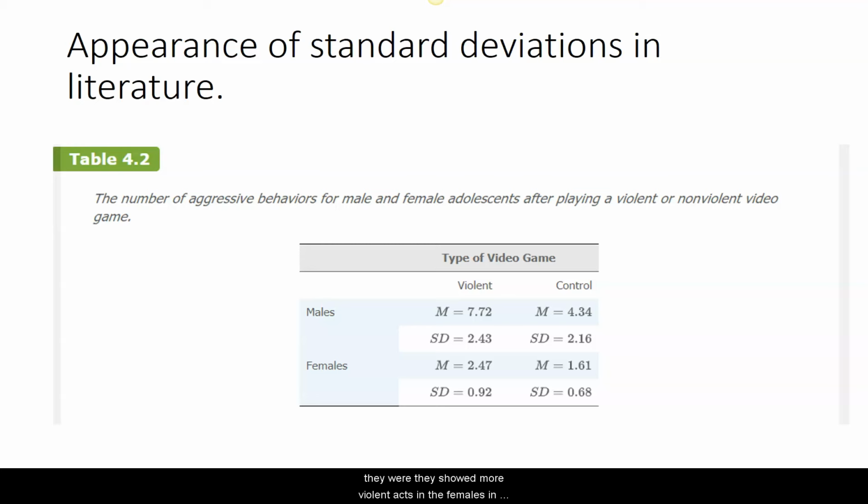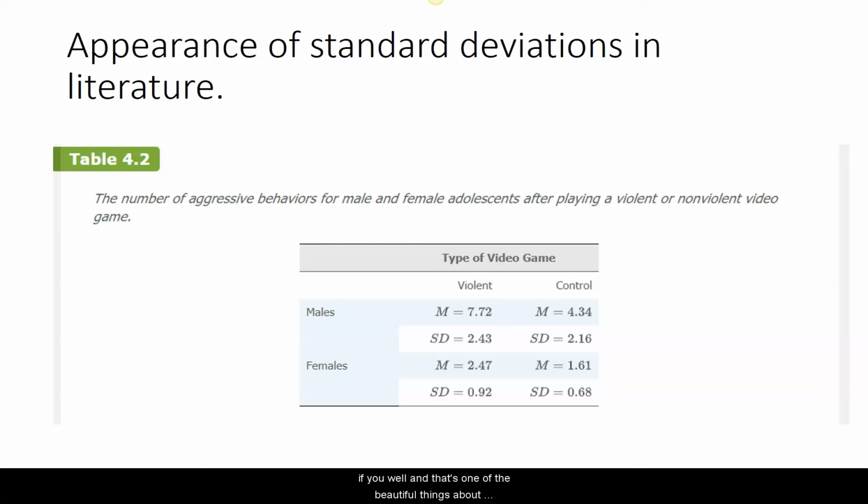They showed more violent acts than the females in either condition, violent or control, but they also had more variability, which is kind of interesting. Conversely, look how little variability the females had. It was much more constrained around their mean. And that's a nice barometer. It's a toe in the water, sort of tells us a story, if you will.